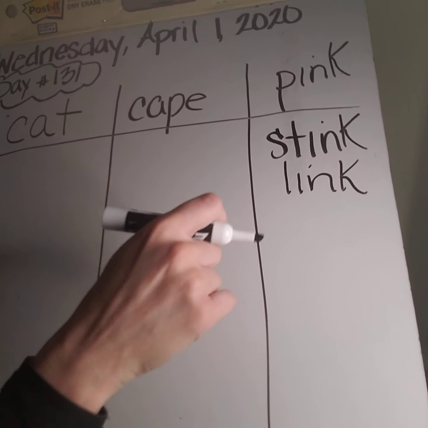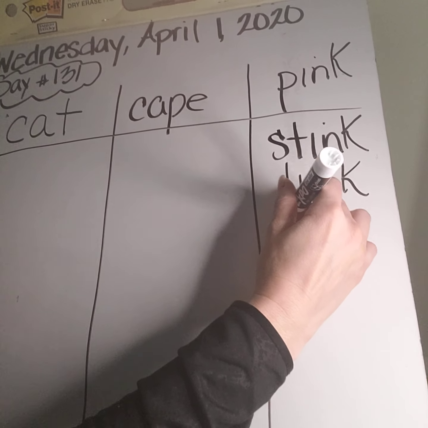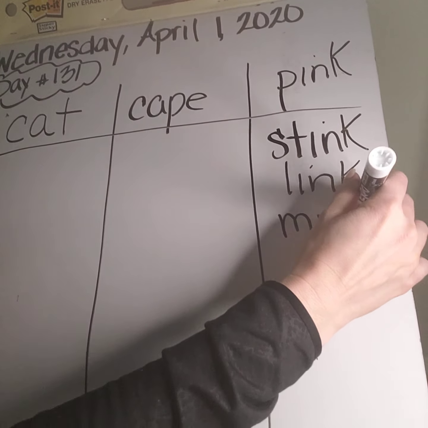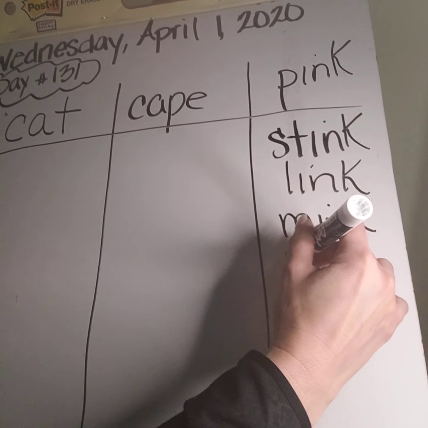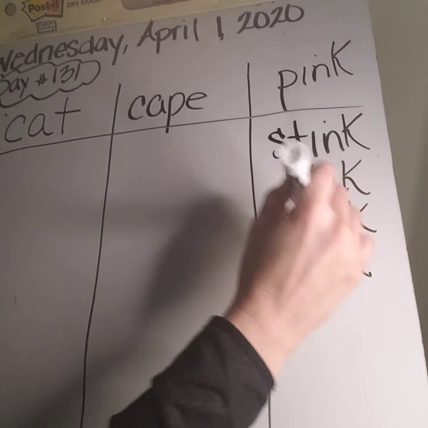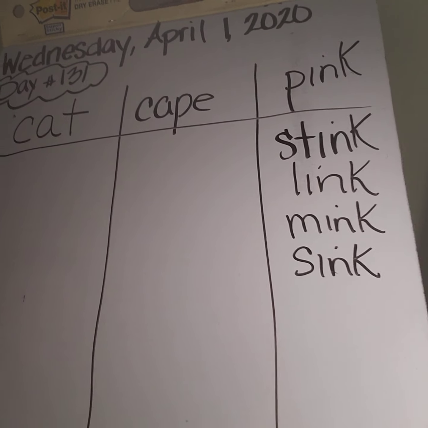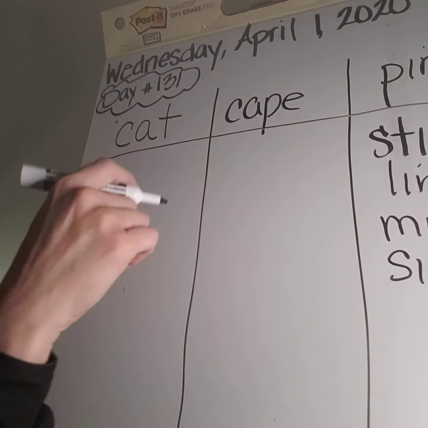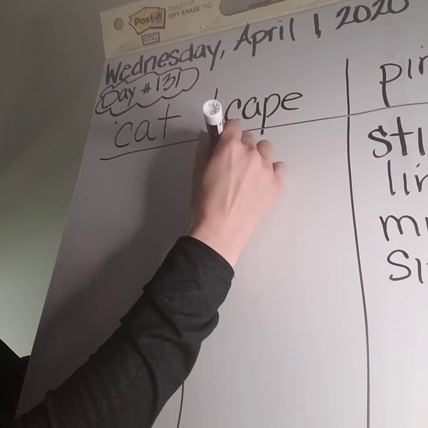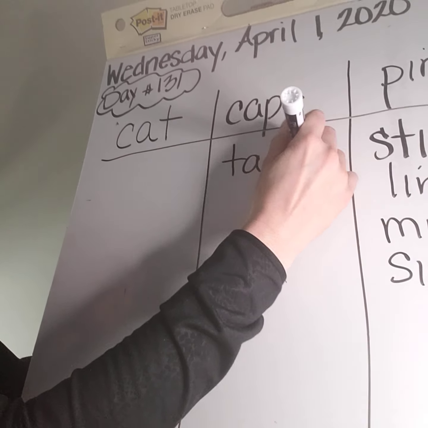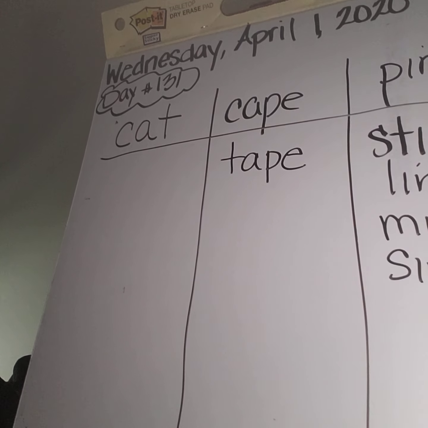In this case, however, it does. So I have stink, I have link, I have mink, I have sink. Now I'm just going to pause on that column. I'm going to come over to cake, and I'm going to think, tape. That rhymes with cape.